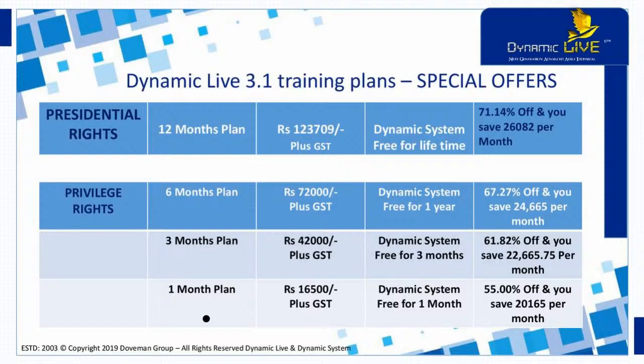And at last, we have the 1 month plan at just 16,500. You get Dynamic Live for 1 month. You also get Dynamic System free for 1 month. So these are all the 4 different plans that you can opt for from the second month onwards. But for the first month, you get the special offer at just 8,000 rupees plus GST.